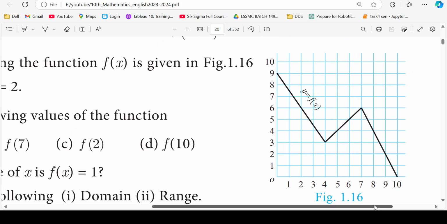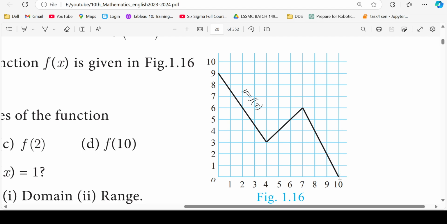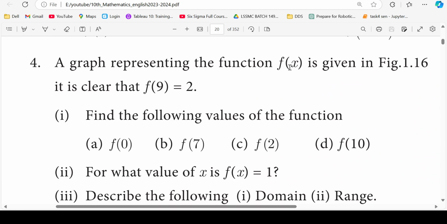In this graph, this horizontal line represents the x-axis, and this vertical line represents the y-axis. We have 0 to 10 on the x-axis and 0 to 10 on the y-axis. This line represents the function line, y is equal to f of x. So here f of x is given, and f of 9 is equal to 2. F of 9 is in the form of f of x.